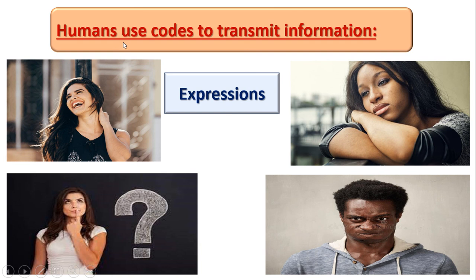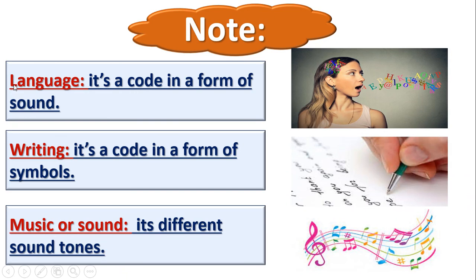The human can also make codes like what? Expressions of your face, to show you're happy, you are sad, you are angry, you are thinking. So we can use codes like thumbs up, thumbs down, and also expressions on our faces. We can also use codes like what? Language. We can use language to communicate with each other as a code.